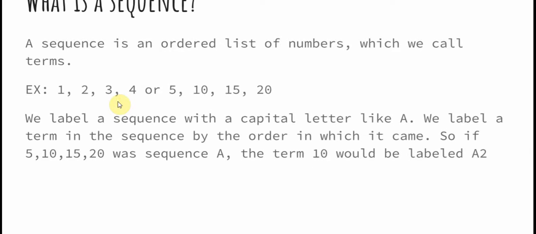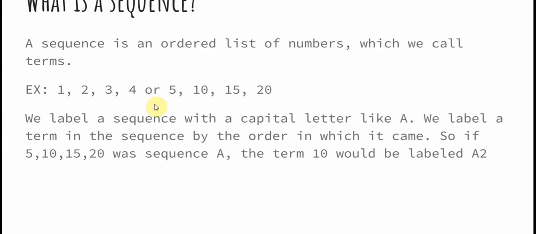What is a sequence? A sequence is basically an ordered list of numbers, and we call these numbers terms. An example of these is this sequence right here, or this sequence right here: 1, 2, 3, 4, or 5, 10, 15, 20. Now, we label a sequence with a capital letter. It could be A or B or Z. It doesn't matter, it's just a capital letter.